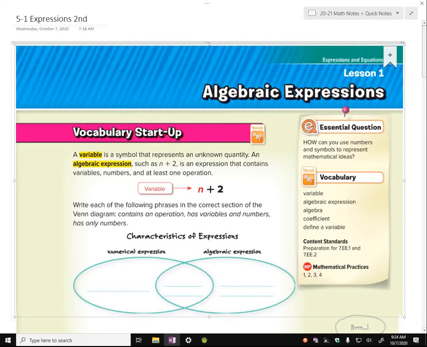We're getting truly into algebraic expressions and algebra now. I learned this on Friday, that this class is actually called 7th grade math. It's no longer called pre-algebra with the new curriculum since I taught pre-algebra several years ago.